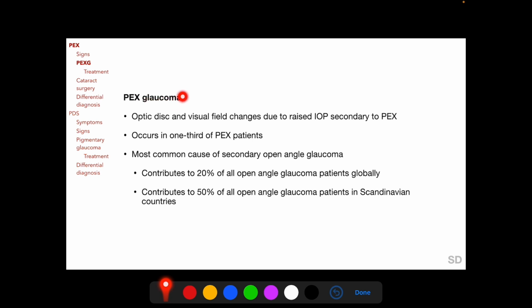Pseudoexfoliation glaucoma is said to be present when characteristic optic disc changes and visual field defects occur due to raised intraocular pressure secondary to pseudoexfoliation. And pseudoexfoliation glaucoma occurs in one third of pseudoexfoliation patients. Pseudoexfoliation glaucoma is said to be the most common cause of secondary open-angle glaucoma, and this is important to remember. It is said to contribute to 20% of all open-angle glaucoma cases globally, and as many as 50% of all open-angle glaucoma cases in Scandinavian countries.